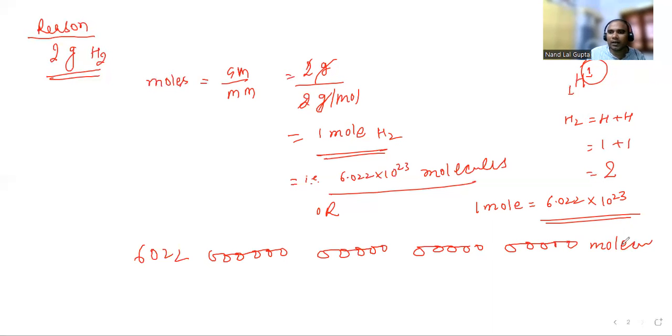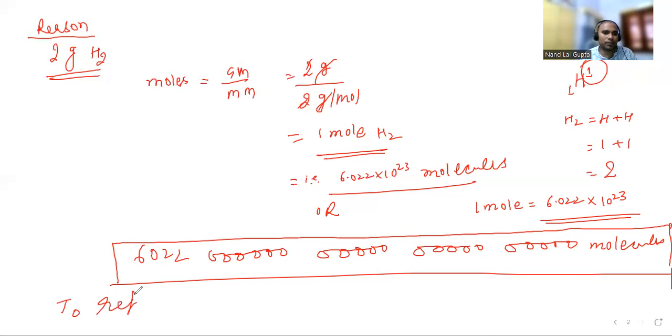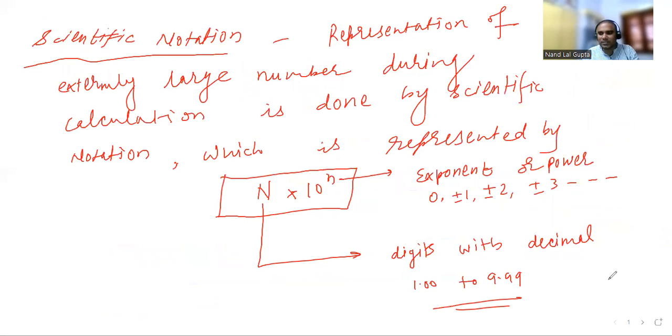These many molecules. Can you multiply this much big number? No, it is very difficult. So to represent this type of number, we use scientific notation. Scientific notation. So this is the concept behind it. Will you write this or can I erase this?